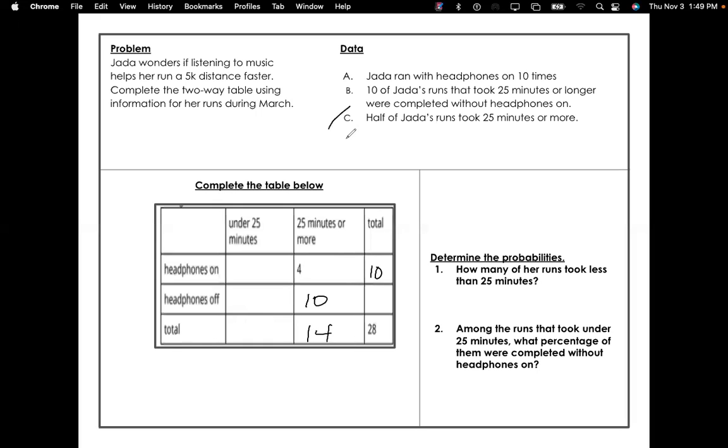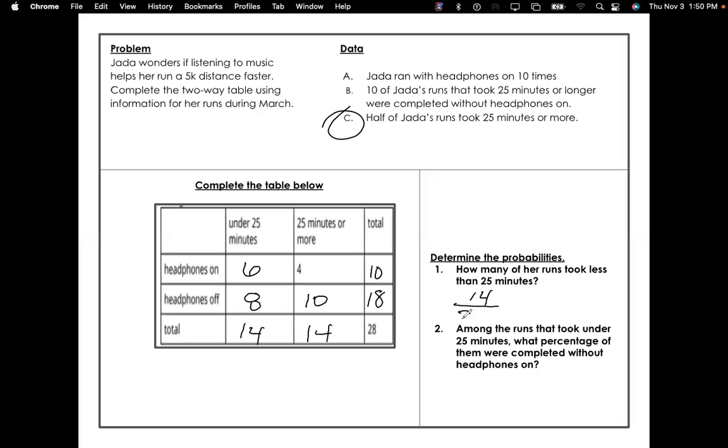Fantastic. And then it says half of Jada's runs took 25 minutes or more. We already knew that was 14. So that means that this one is going to be 14, which means that this one is going to be 18. And then this one is going to be 8. Good try. And then right here is going to be. Fantastic. Now, how many of her runs took less than 25 minutes?